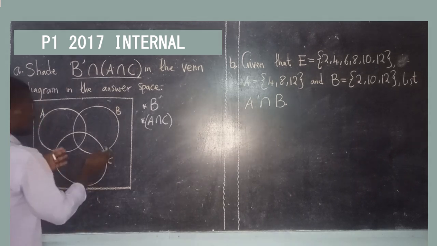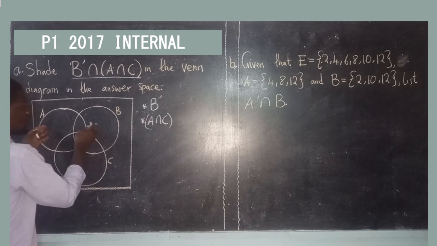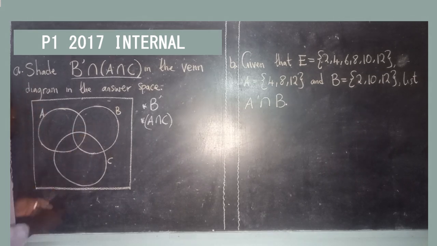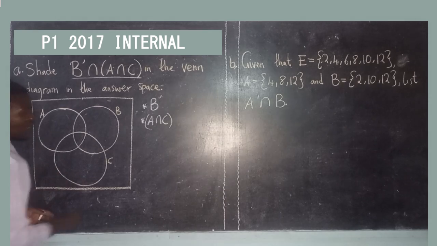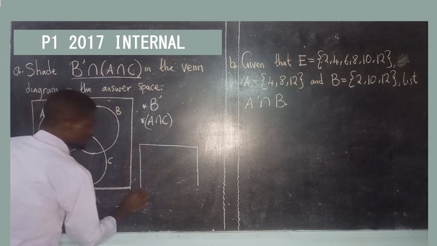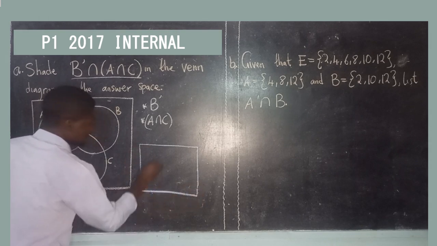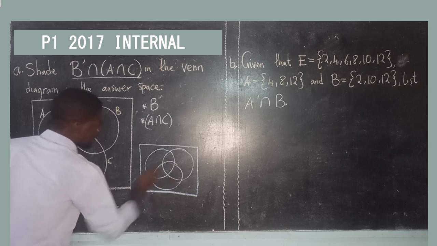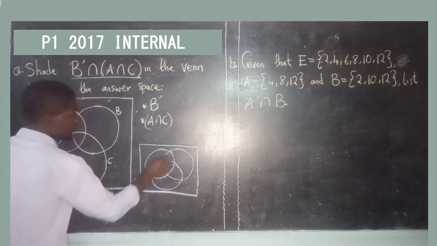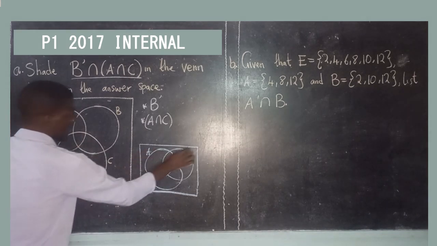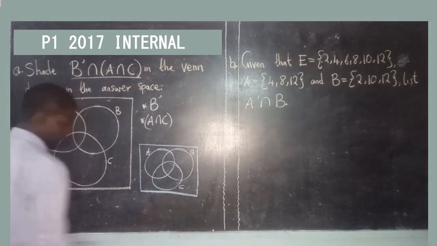Instead of answering straight away on our Venn diagram in the answer space, let's come up with a small Venn diagram which we are going to use just for lines purposes, and then we are going to shade the final on this other side. A, B, C.